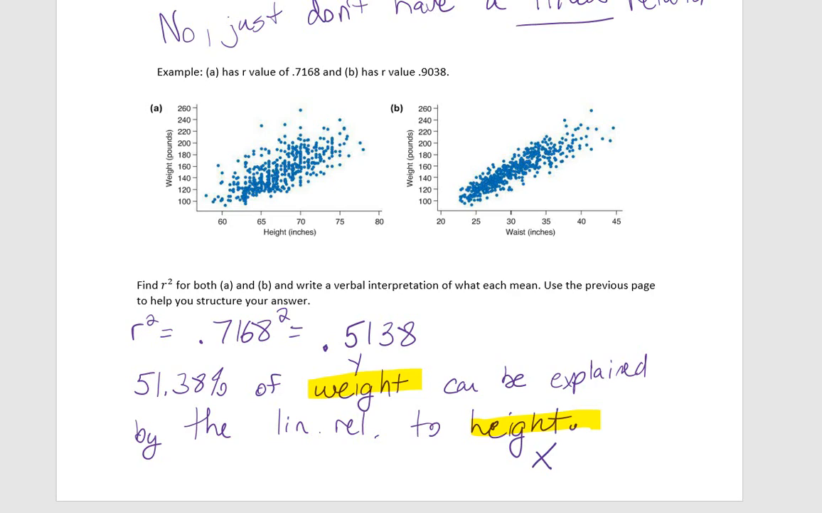So if 51.38% of weight can be explained by the linear relationship to height, what that tells us is that there is still roughly about 48% of weight that cannot be explained by height. That could be explained by somebody's body build, it could be explained by their muscle mass, it could be explained by a missing limb. There's a lot of different other things that could cause a difference between weight and height.